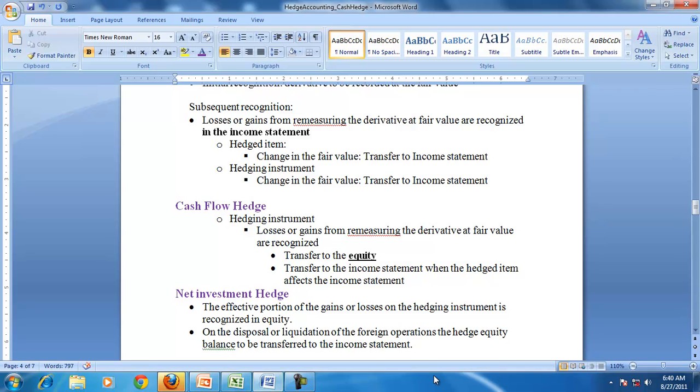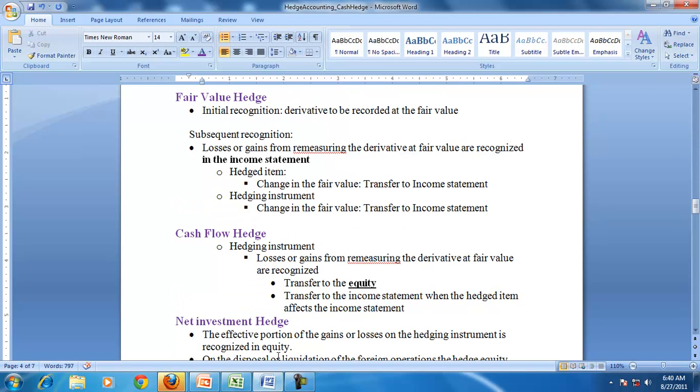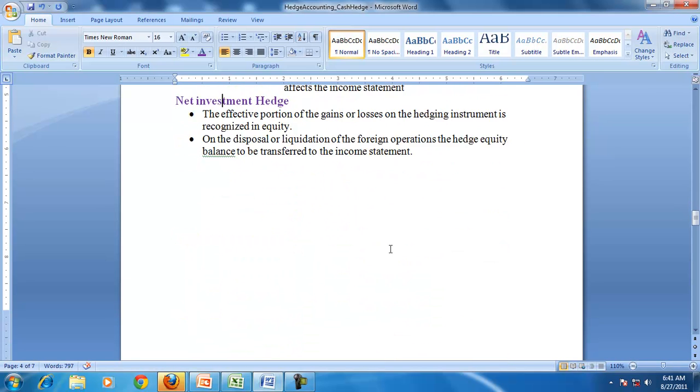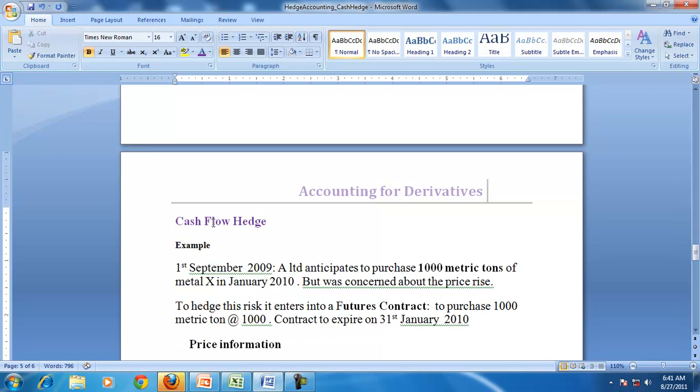Similarly, in case of a net investment hedge, the gains and losses are transferred and recognized in equity, and they are retransferred when the foreign operation is closed, liquidated or disposed of. So hedge accounting is different in case of a fair value, cash flow, or net investment hedge in the form of the transfer of the gains and losses, either to the income statement or to equity, and then retransfer to the income statement. Let us take an example to understand that.